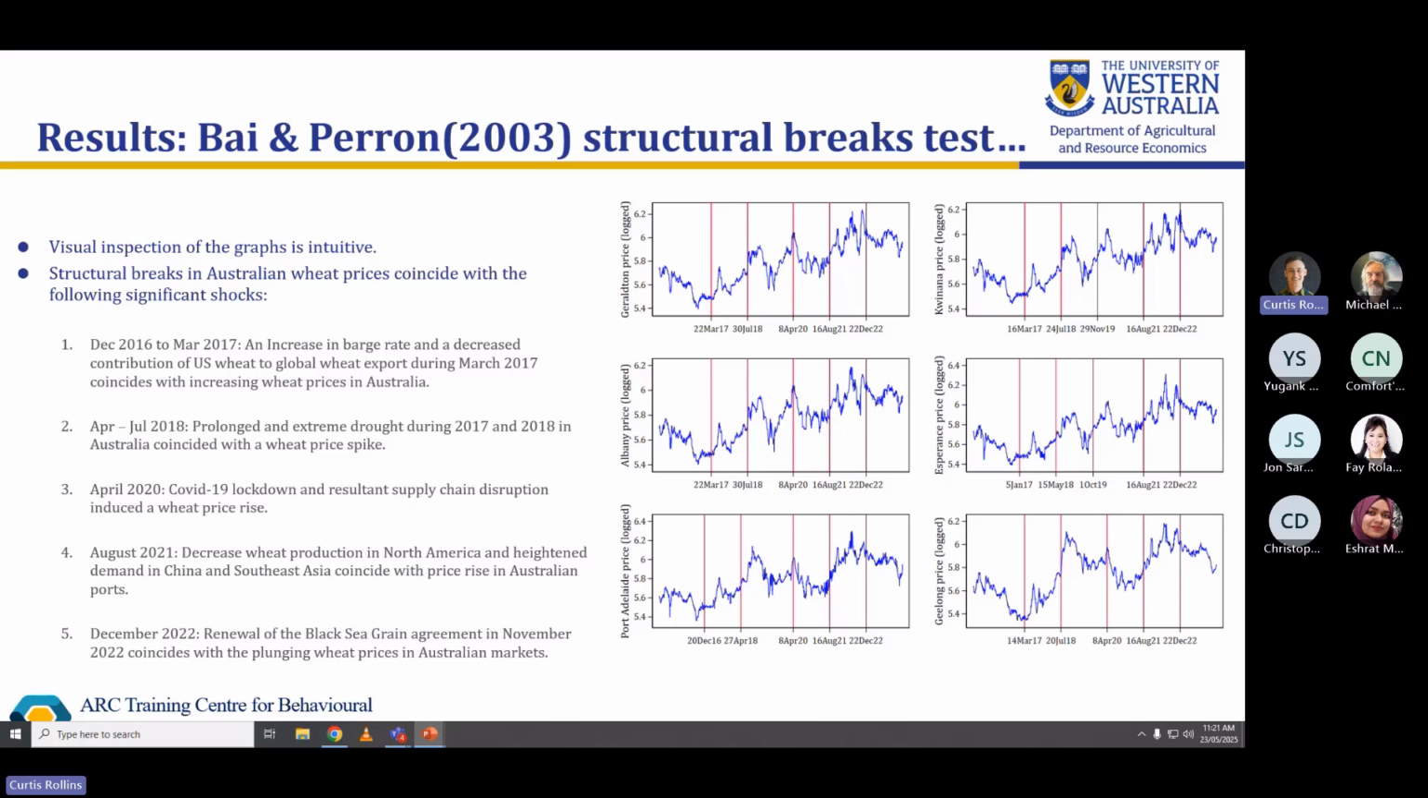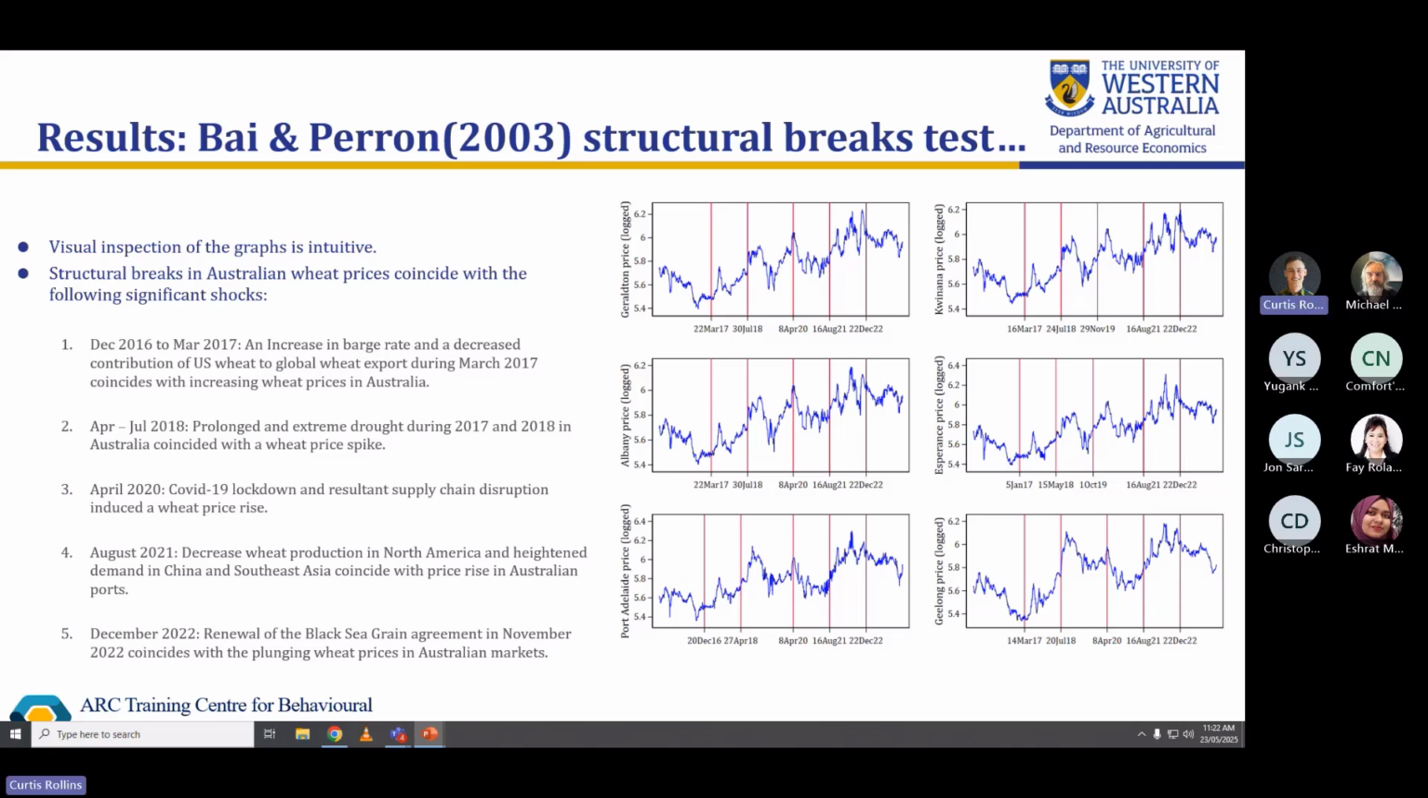November 2022 was the period when that Black Sea grain agreement was renewed, and that renewal pushed Black Sea grain to the world market. That is the competitor for Australian grain. That reduced the price of Australian grain. That is the point where Australian prices plunge down.